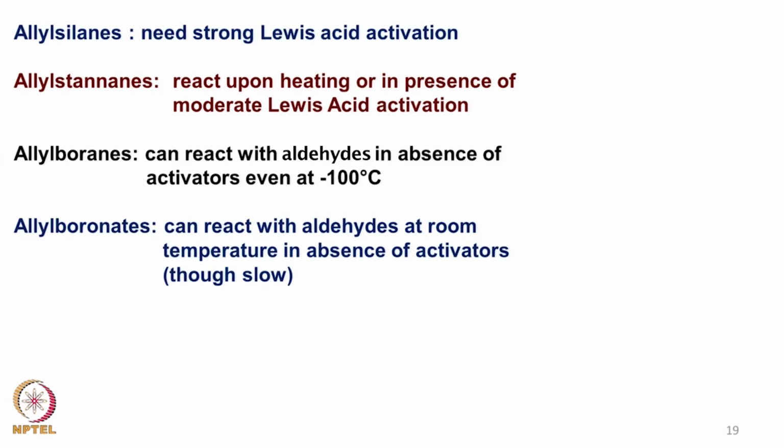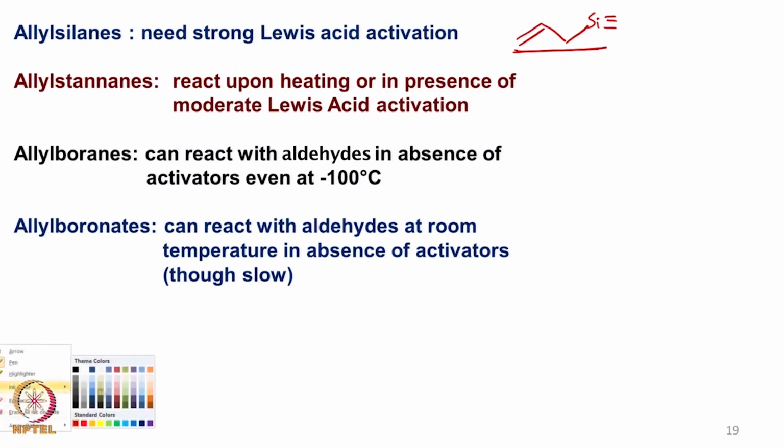Now, what happens is that when we have an allyl silane, then you have to have a very strong activation, because the carbon silicon bond here is a fairly strong covalent bond, and it is not possible to react the double bond with any electrophile unless it is strongly activated. We will study about that a little bit later. Allyl stannanes on the other hand react upon heating or in presence of moderate Lewis acid activation, because carbon silicon versus carbon tin bond, the polarization is somewhat different.